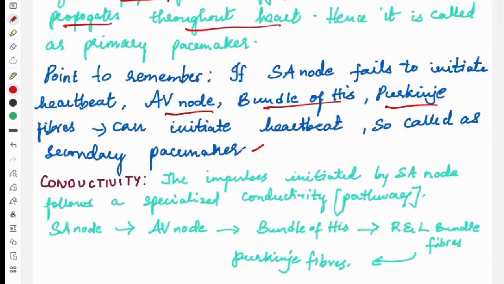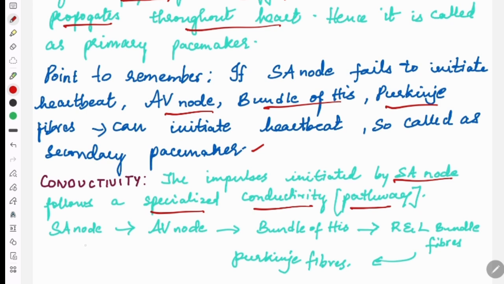Now what is conductivity? The name itself indicates that it conducts whatever impulses are discharged from the SA node. So whatever stimuli or discharge is initiated from the SA node is conducted through the conducting system of the heart. That property of conduction is called conductivity. The impulses initiated by the SA node follow a specialized conductivity pathway.